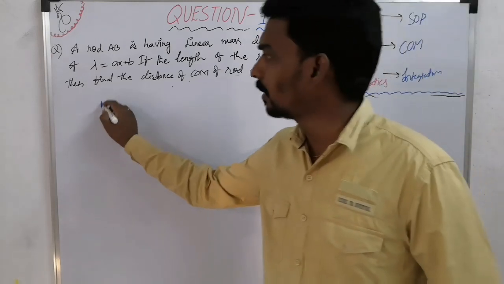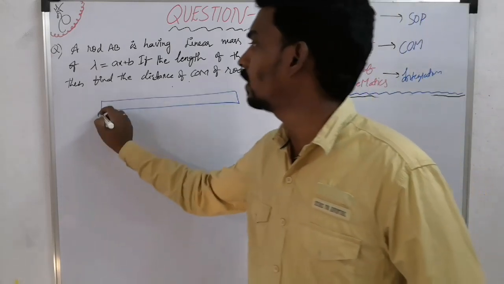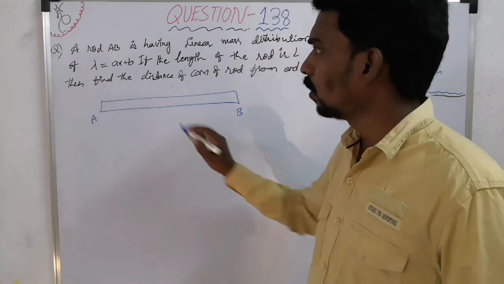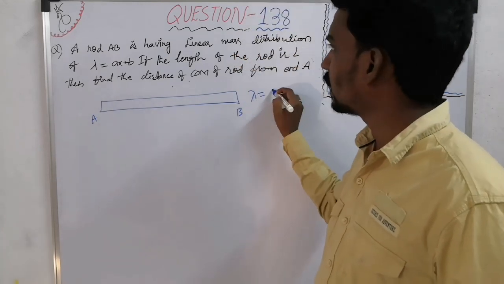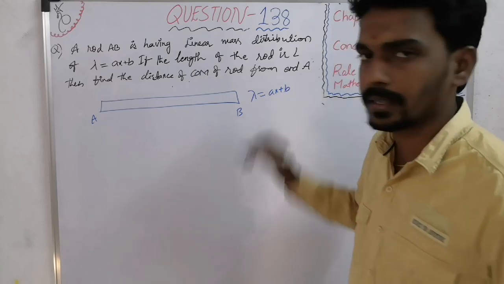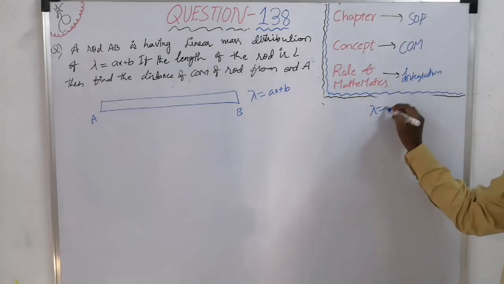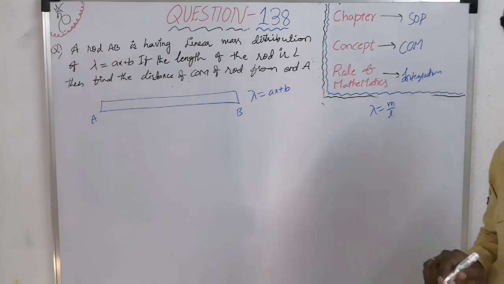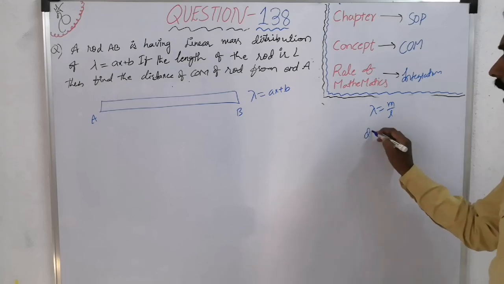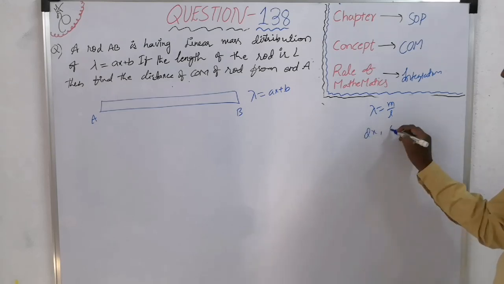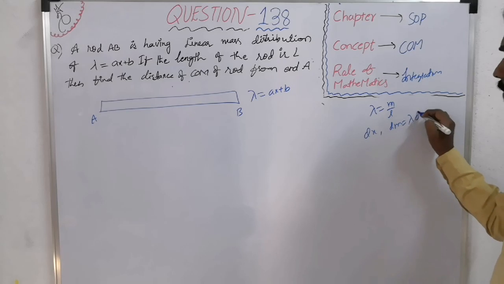So what is the given element? A rod of length L, whose linear mass density is given by ax plus b. What is linear mass density? Mass per unit length. So for any small length dx, what will the small mass become? Lambda dx.